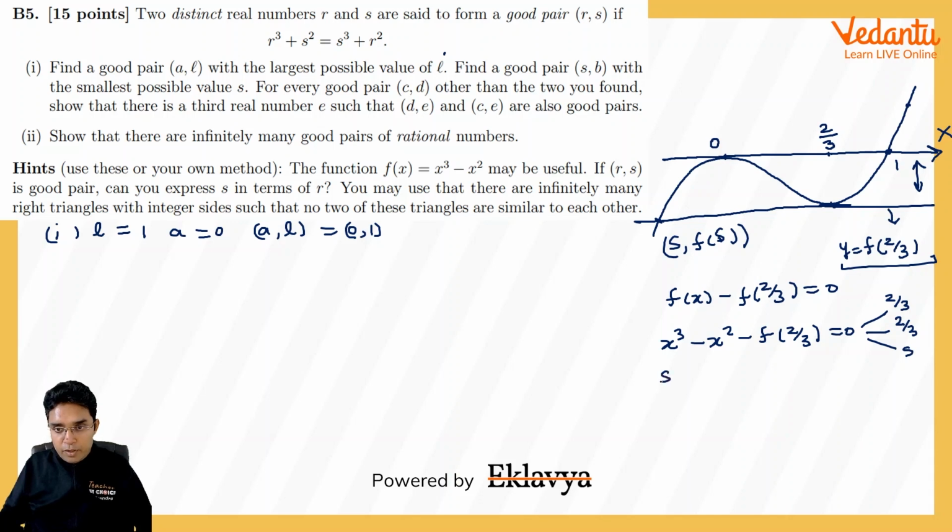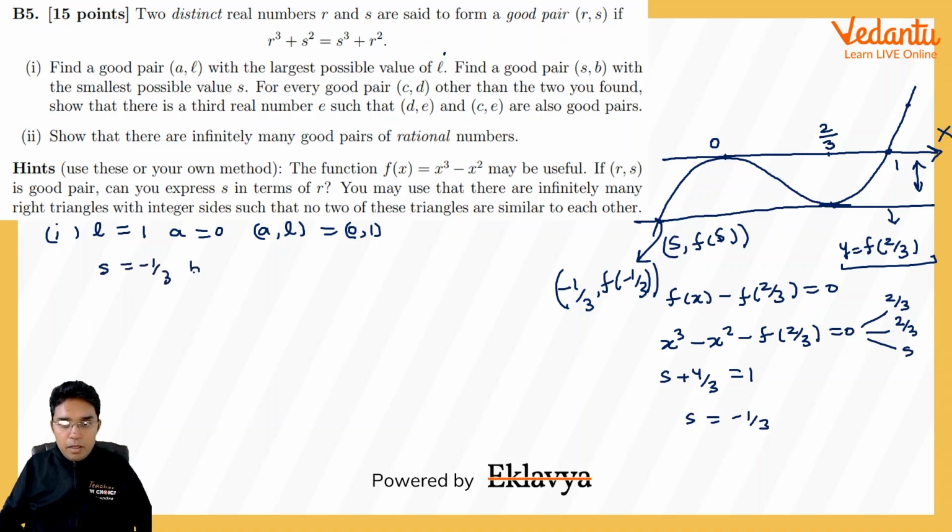So from sum of roots, which is equal to 1, we get S to be equal to minus 1/3. So this point actually corresponds to minus 1/3, and you can verify that f(minus 1/3) and f(2/3) will be the same. So in this first part, S will be minus 1/3 and b will be 2/3. So the pair (s, b) is actually equal to (minus 1/3, 2/3).